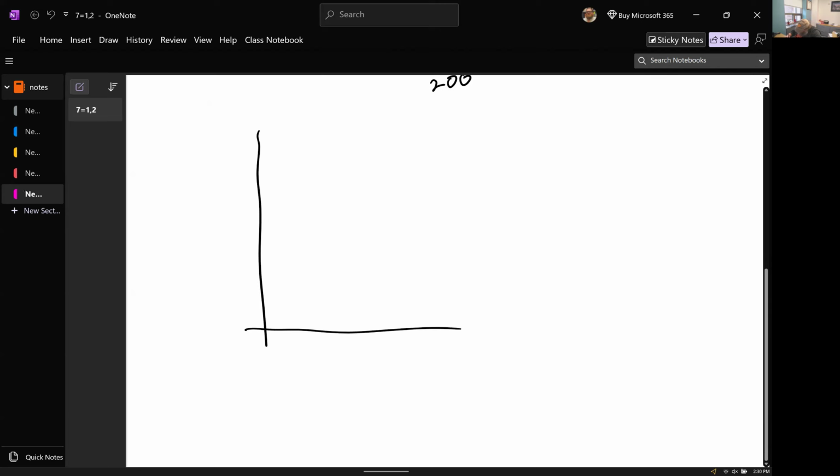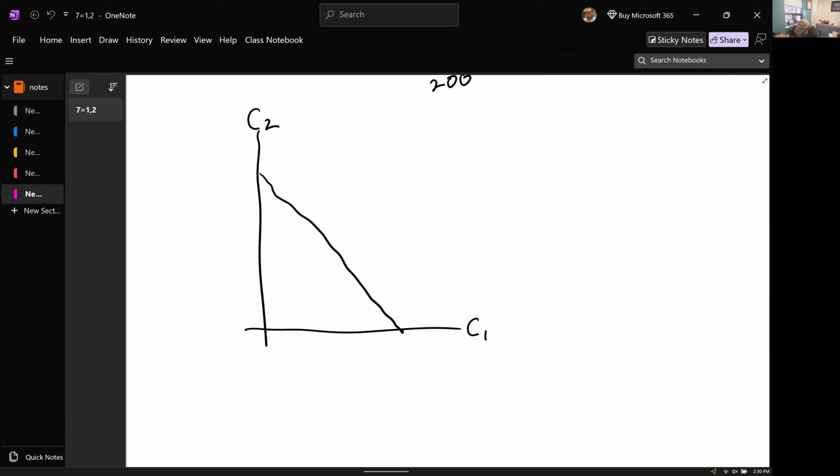Now, what's going to matter eventually, of course, is that in the context of C1 and C2, you're going to have your intertemporal budget constraint, and then you're going to have your indifference curve.